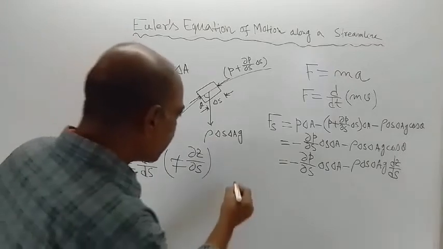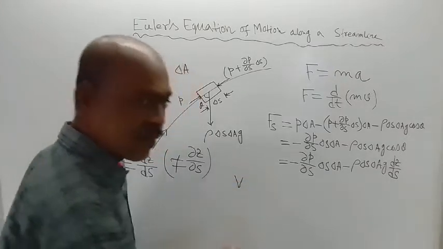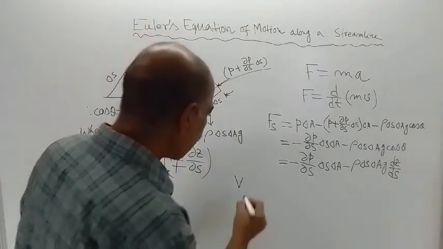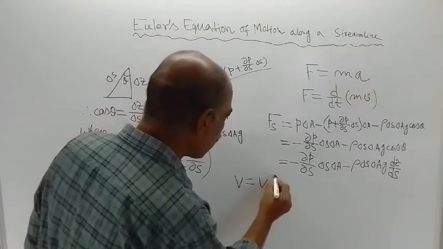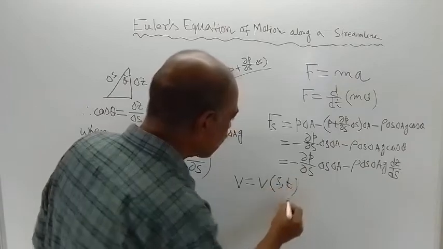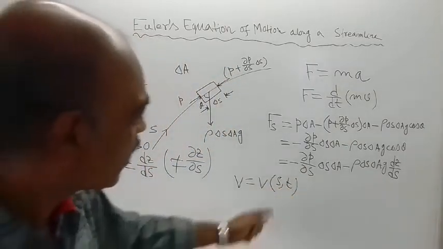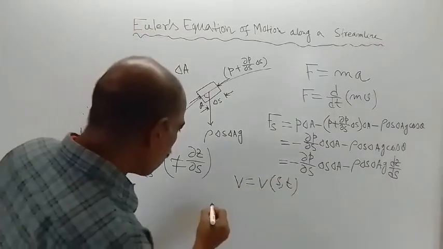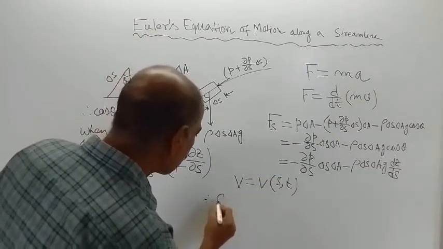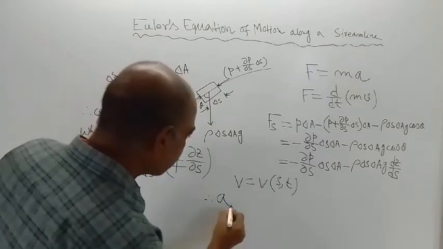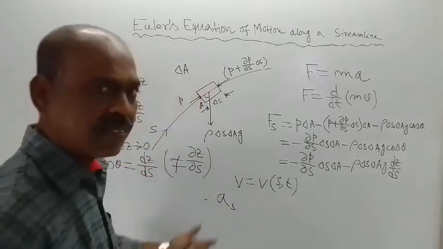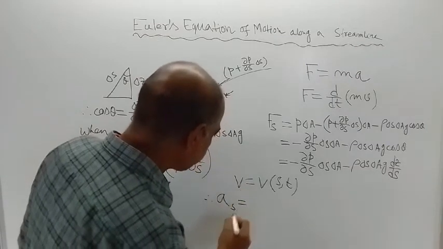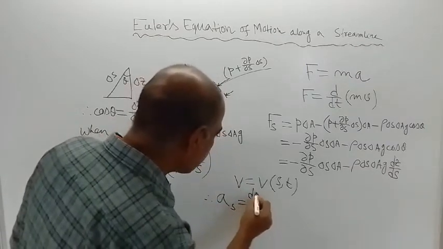Now suppose capital V represents the velocity of the fluid element. Therefore, obviously V is a function of what? S and t, where small t is time and s is along the streamline. V is a function of s and t. Therefore, what is the acceleration of the fluid element? Acceleration denoted by a suffix s, s for streamline. This is equal to what? dv dt.